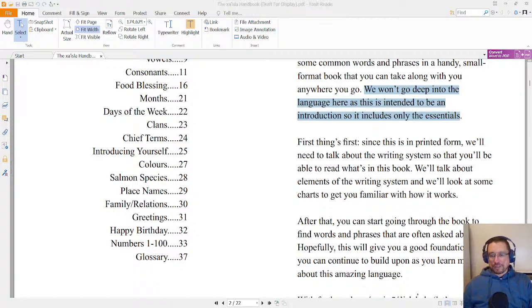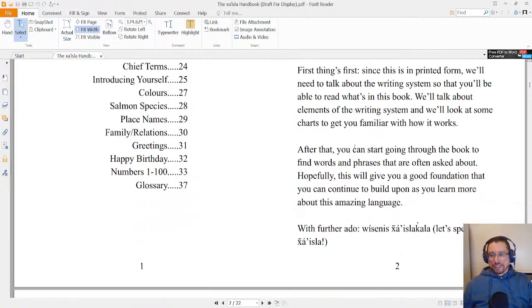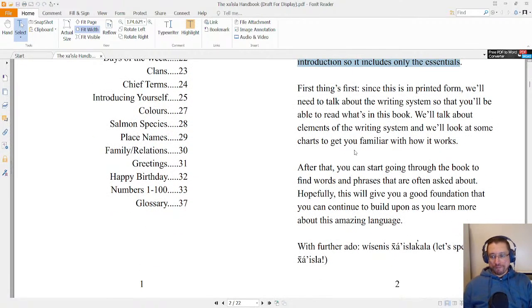So that kind of shows the main purpose of the book. It's not really meant to be an in-depth look at the language. It does talk about parts of the language that are not commonly known, but we're not going to spend a great deal of time exploring the inner workings of the language. This is meant to be just a really brief introduction to the xa'isla language. Like, this is meant to be the beginning of your learning.